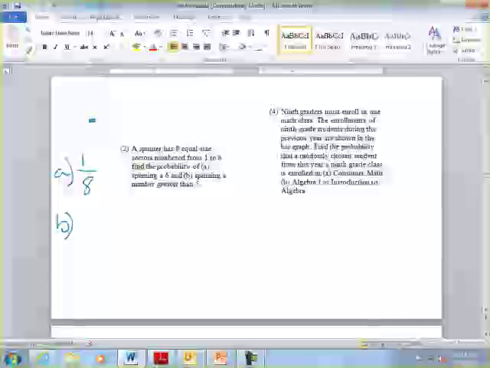Spinning a number greater than 5. How many numbers are greater than 5 on that spinning wheel? 3, 6, 7, and 8. When we say greater than, that means it doesn't include that number. So greater than 5 is just 6, 7, and 8. So there are 3 options there out of the 8 that would meet that criteria. When we get the answers in our homework, should we get it as a fraction or a decimal? I don't mind either fraction or decimal, but if it's a fraction, please reduce it when possible. Good question.